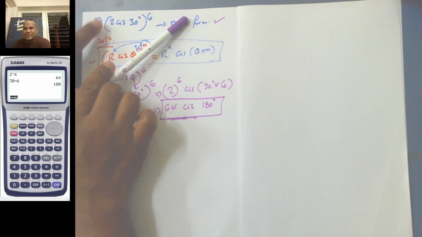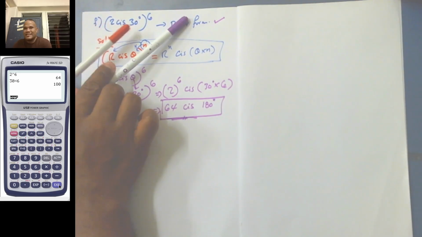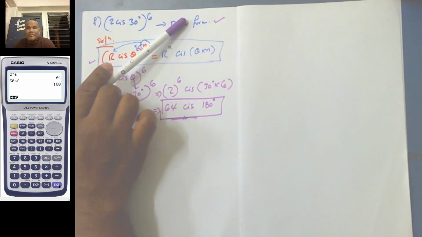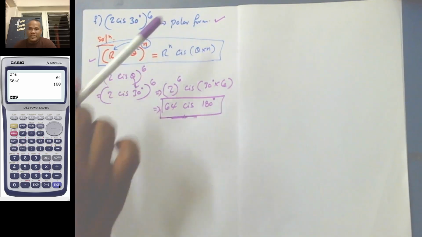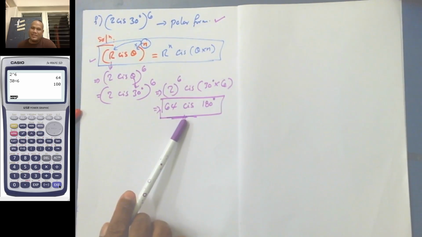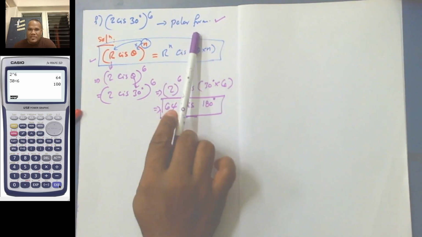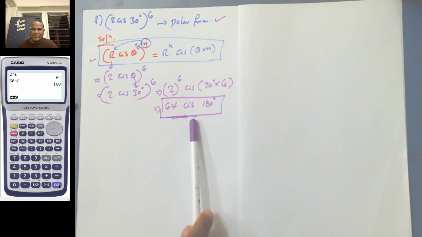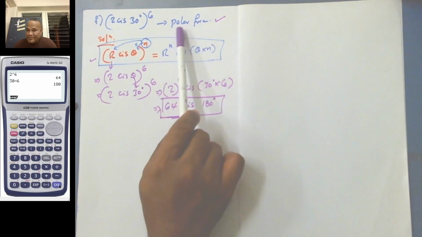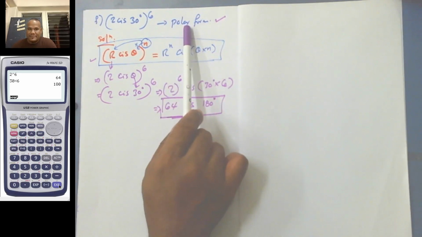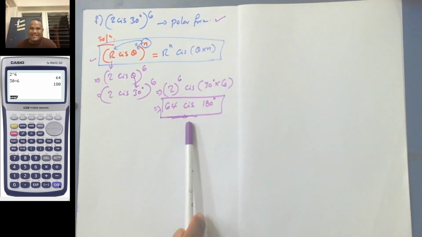If they just give you this question, and they say, okay, simplify 2 cis 30 to the power of 6. If they don't mention polar form, that means we need to leave our answer in rectangular form, depending on the questions they ask you. For this question, they had asked you to leave our answer in polar form, and this is our polar form. But let's say if polar form is not there, that means we need to convert this into rectangular form.